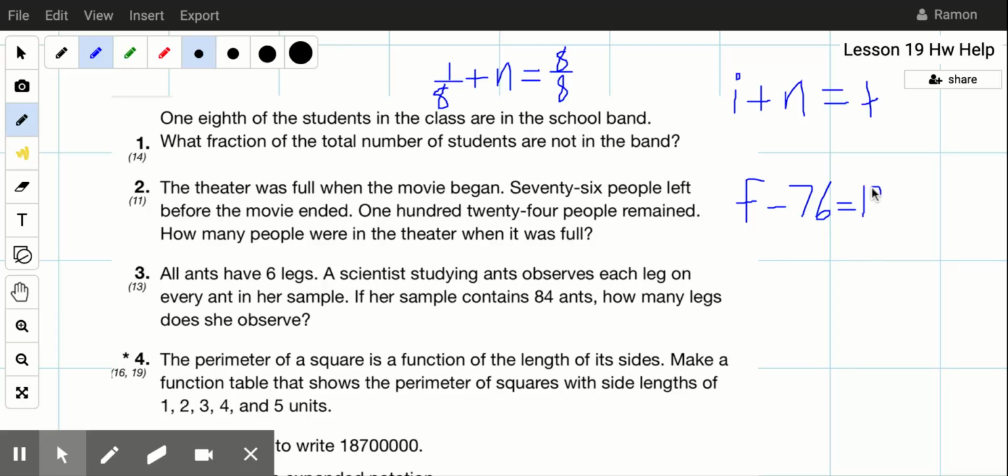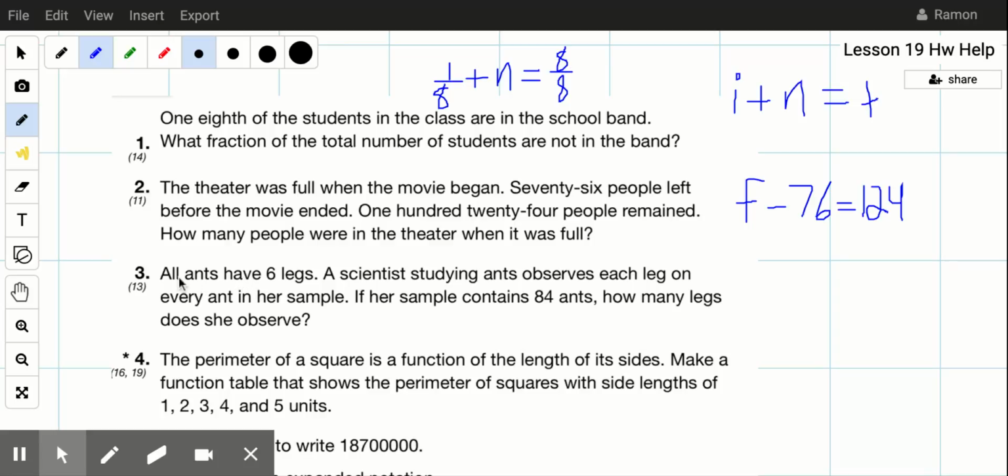Now, I've never been in a movie theater where 76 people leave. I've been in a movie theater where people leave, but not 76. That's a huge amount of people leaving. So once we have our equation set up, it's just a matter of using our inverse operation to find the amount that were in there when it started.